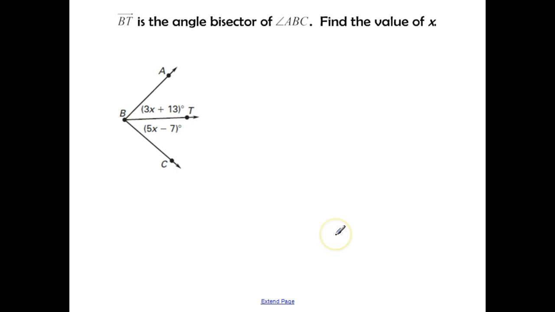Here's another example that we can work out regarding angle bisectors, except this time we're given two expressions. So I want you to go ahead, pause, find the value of x, and check back with me to see if you got it right.